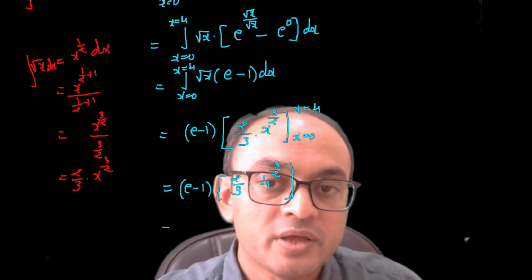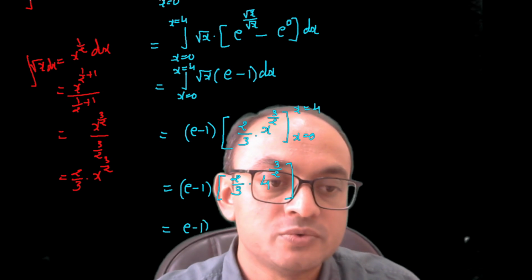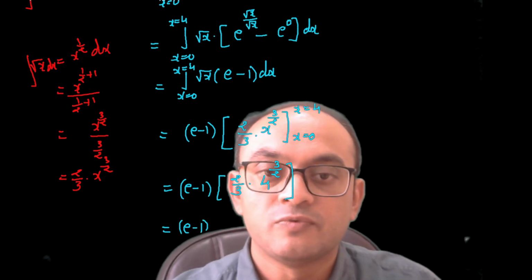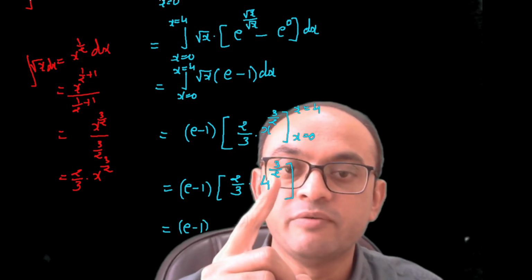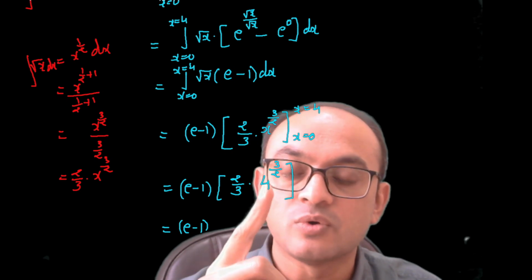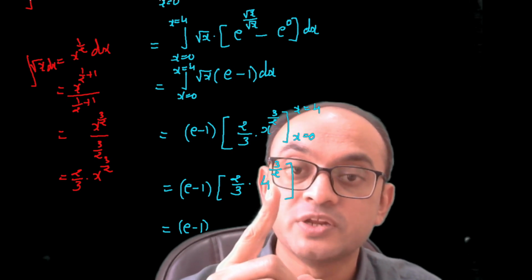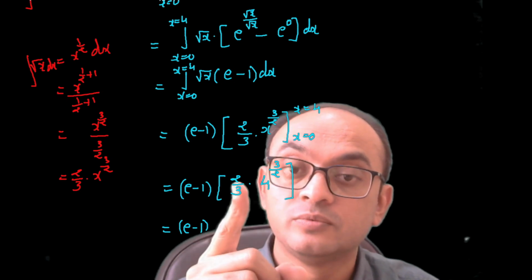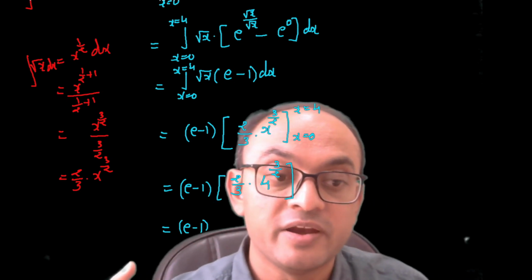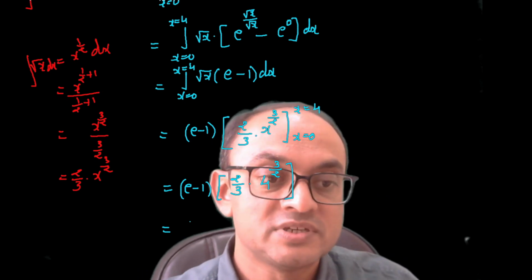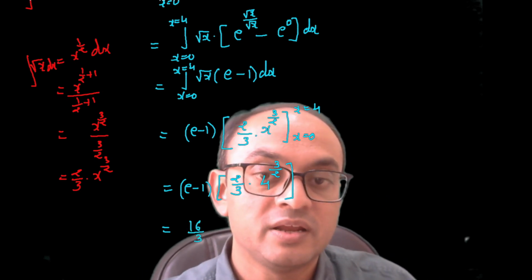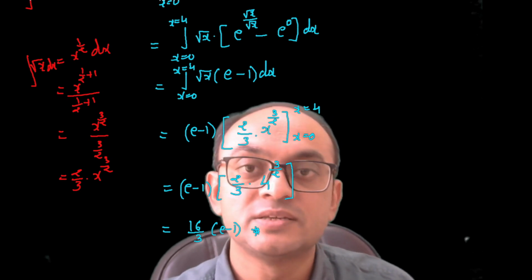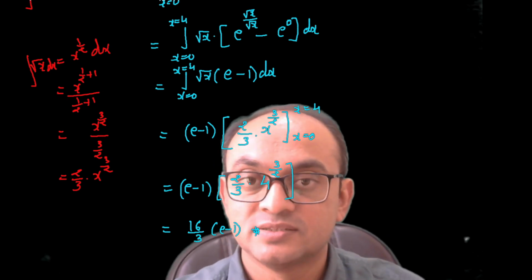Now can you tell me what is 4 raised to 3 divided by 2? So 4 raised to 3 divided by 2, that is first square root of 4. Square root of 4 is 2. 2 raised to 3 is 8. 8 into 2 is 16. 16 divided by 3, right? 16 divided by 3 e minus 1. This is the end of exercise.